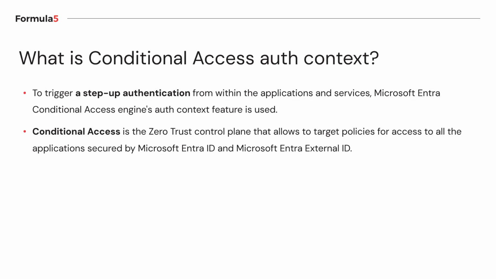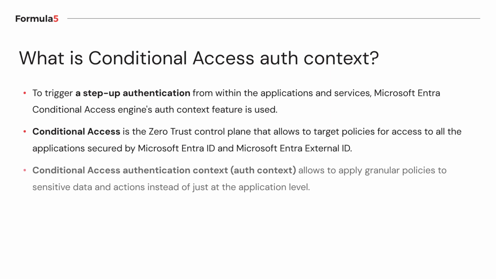So in this case, we can use conditional access to secure access to all our applications secured with Entra and Entra External ID. However, what about the situations where we would like to secure specific actions within our applications after the user is successfully authenticated and has access to our application? For that, we can use conditional access authentication context, or auth context. This allows to apply granular policies to sensitive data and actions instead of just at the application level.